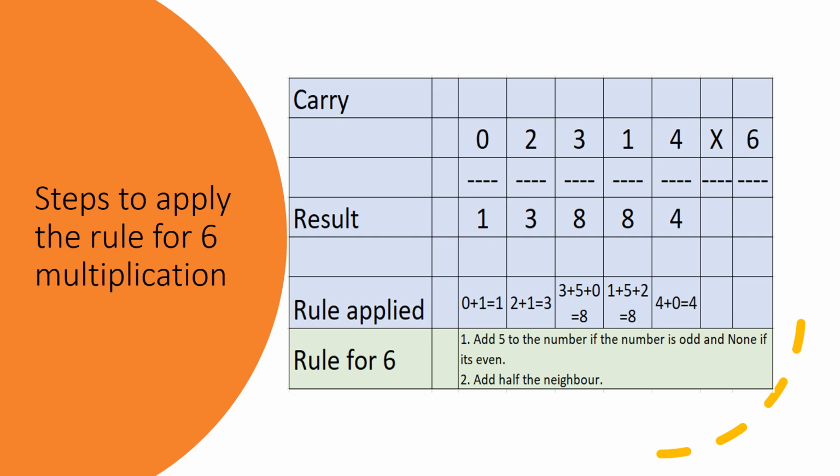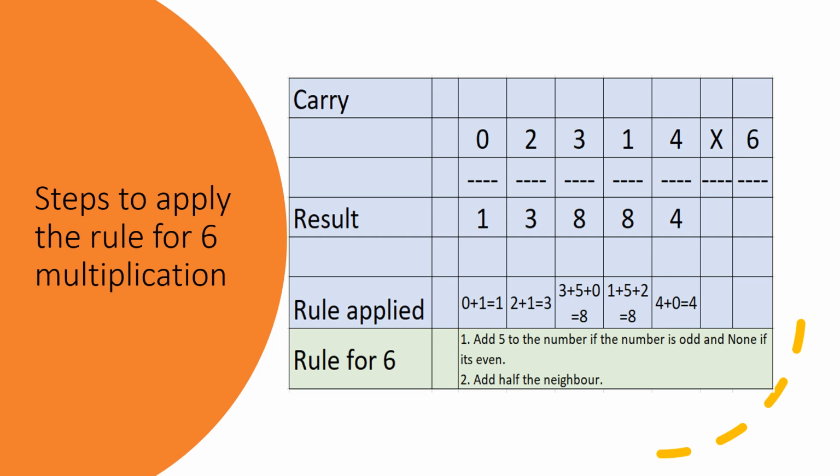And the next digit is 3. Again, it's an odd number, so we will have to add 5 and then half the neighbor. The neighbor is 1, so half the neighbor is 0, so it is 8. And coming to the next digit 2, and again this is an even number, so we'll have to add half the neighbor to it. So 2 plus 1 is 3.